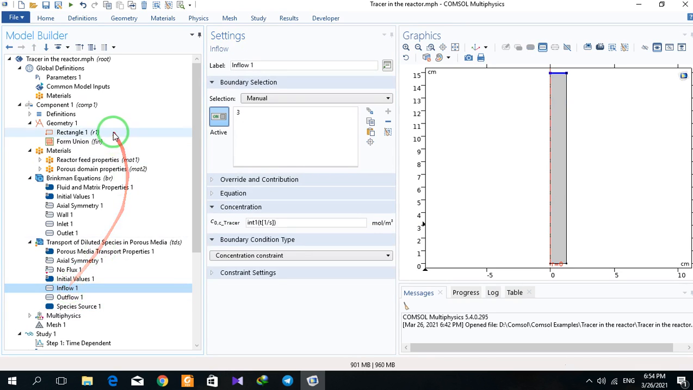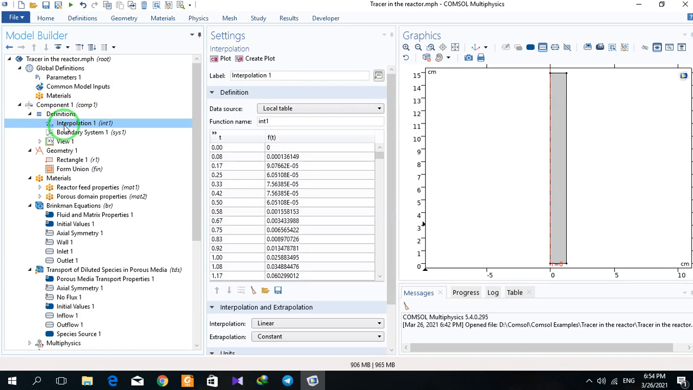So for inlet, I defined a function. If I come to this section, I have some experimental data for a tracer that was injected into the reactor in the lab. So it is time and concentration. I put them from Excel directly. So first I transferred the Excel to a text file, and then I defined the text file for this function.